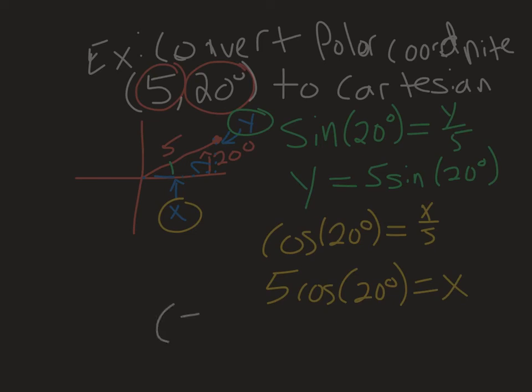So it'd be whatever 5 times the cosine of 20 degrees is, followed by the expression of 5 sine of 20 degrees. And it's okay if they're negative. That just means that it'll have gone up and down. In this case, we can expect both of them to be positive.